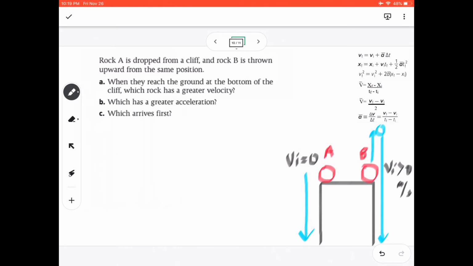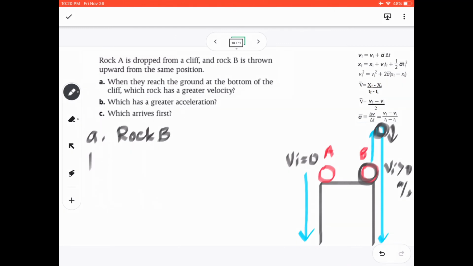Okay, but the question, letter A, when they reach the ground at the bottom of the cliff, which rock has a greater velocity? For letter A, the answer will be rock B will have a greater velocity. Because as it goes up from the original position to the highest position, and then goes down from there, it will attain a greater velocity as it goes down, because now it will start from a higher position than rock A.